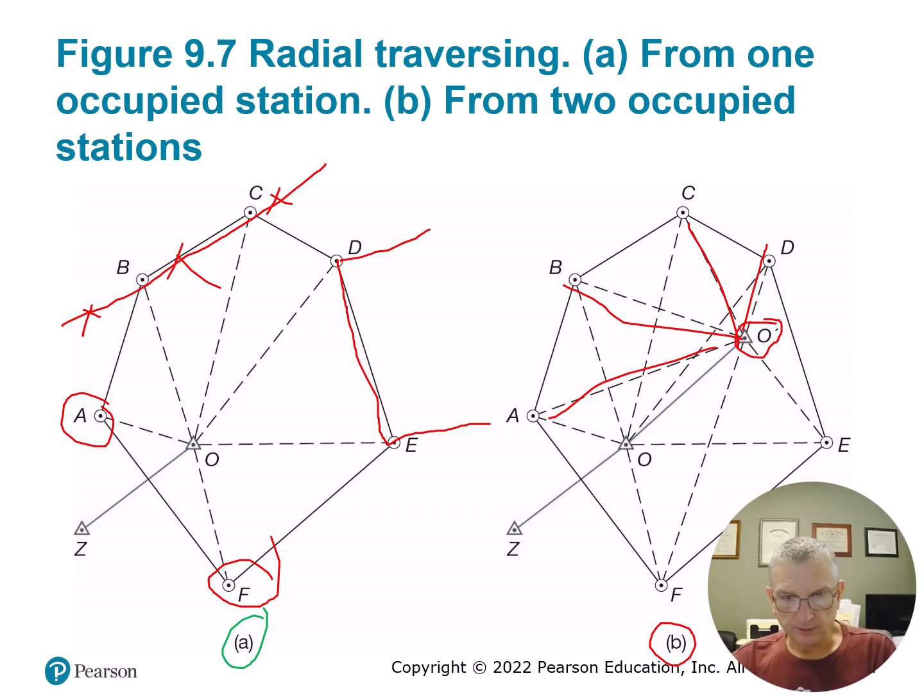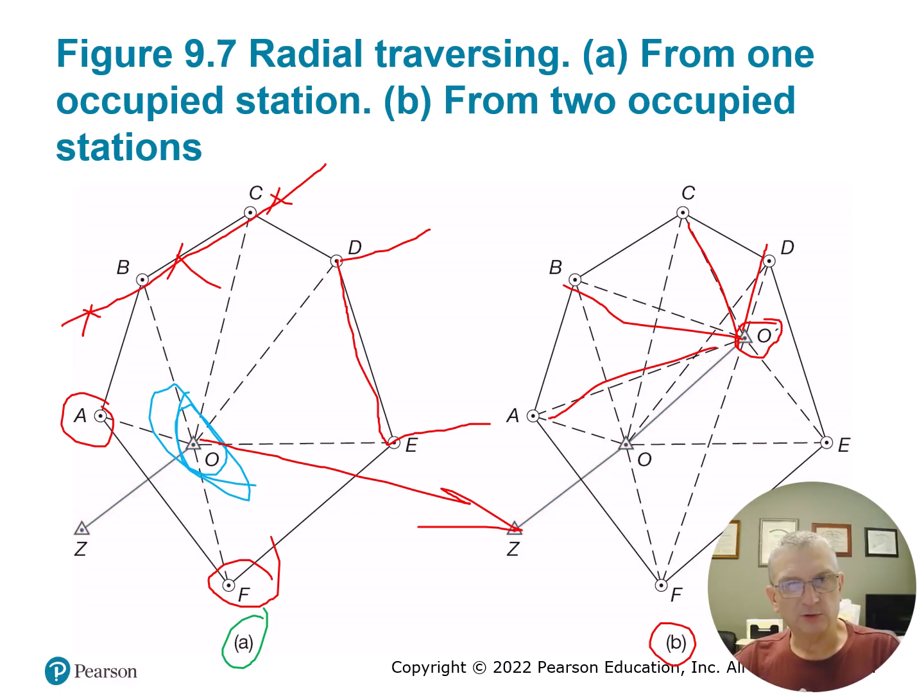This could be something that's very commonly done when you're sitting on this traverse station O right here. You're going to have things to locate, and then you might move on out over here to the net. Maybe you're going to go move up on Z in figure B.